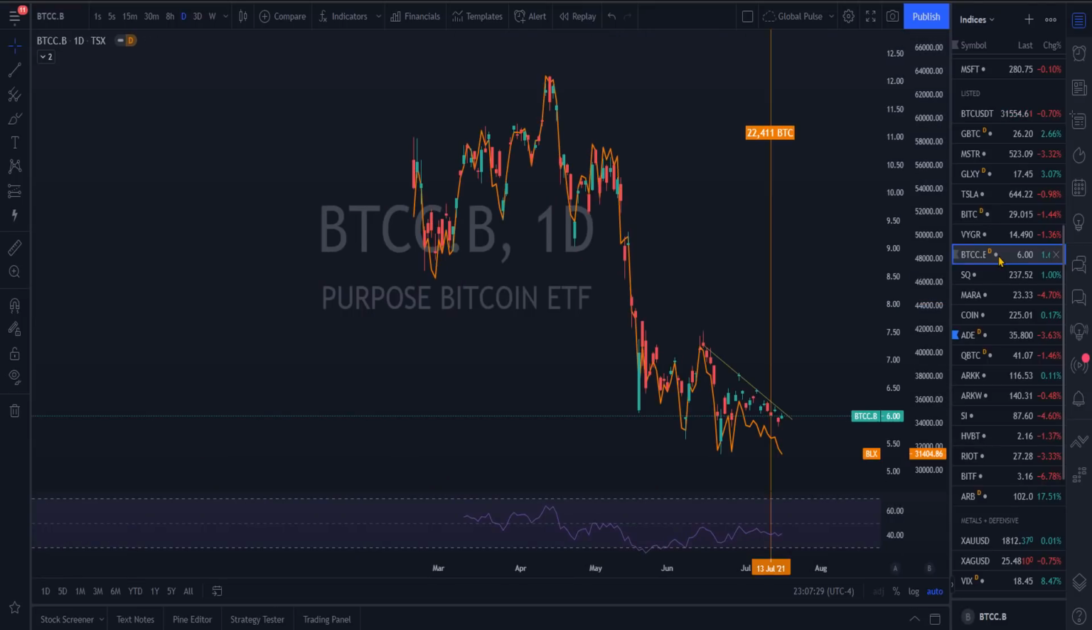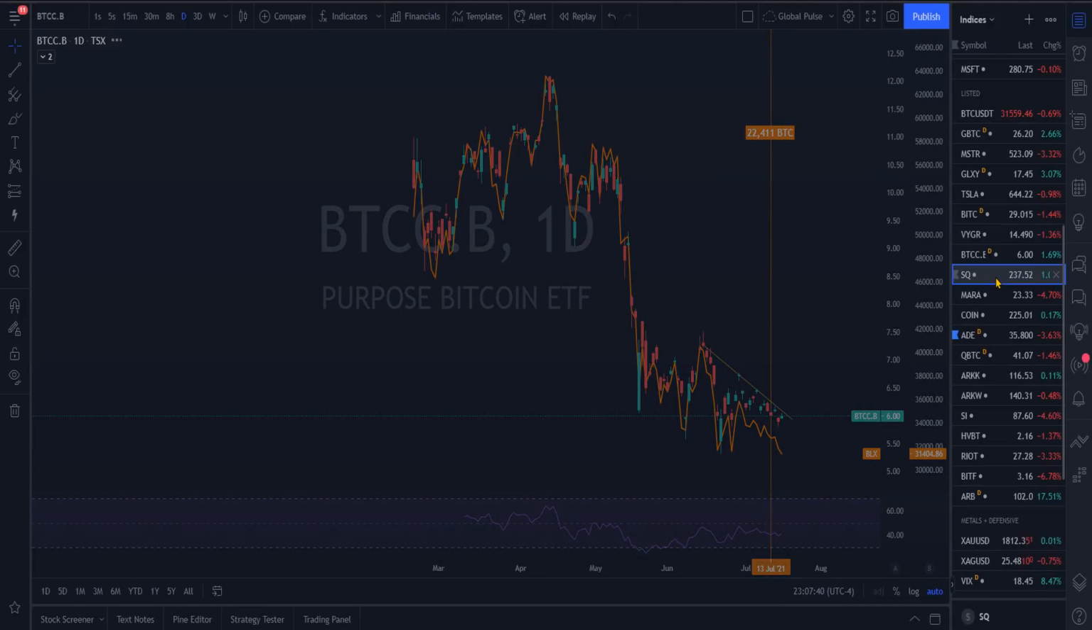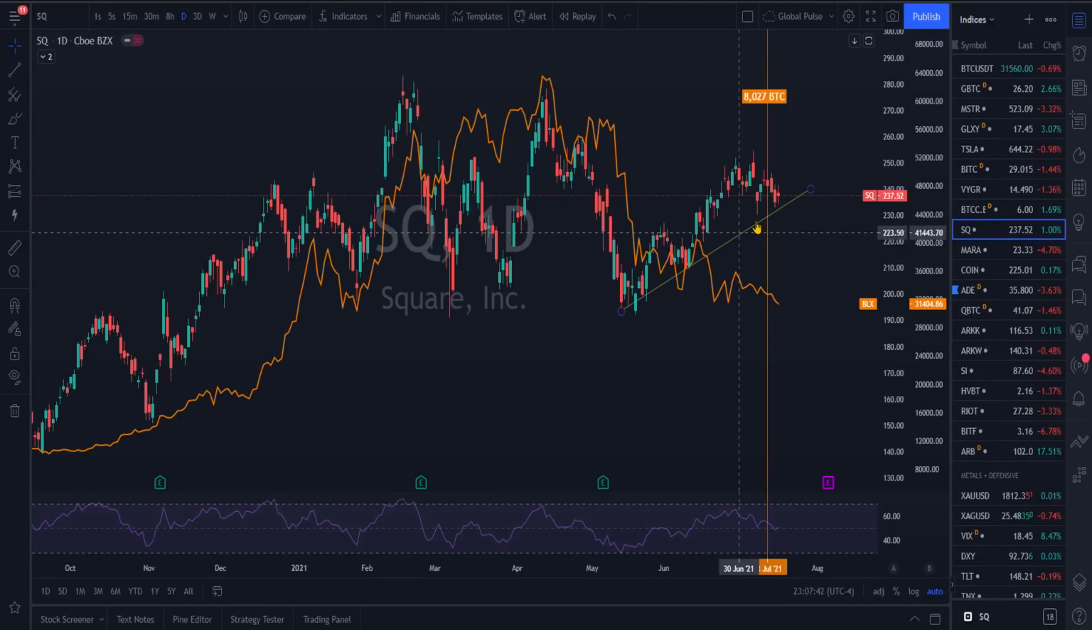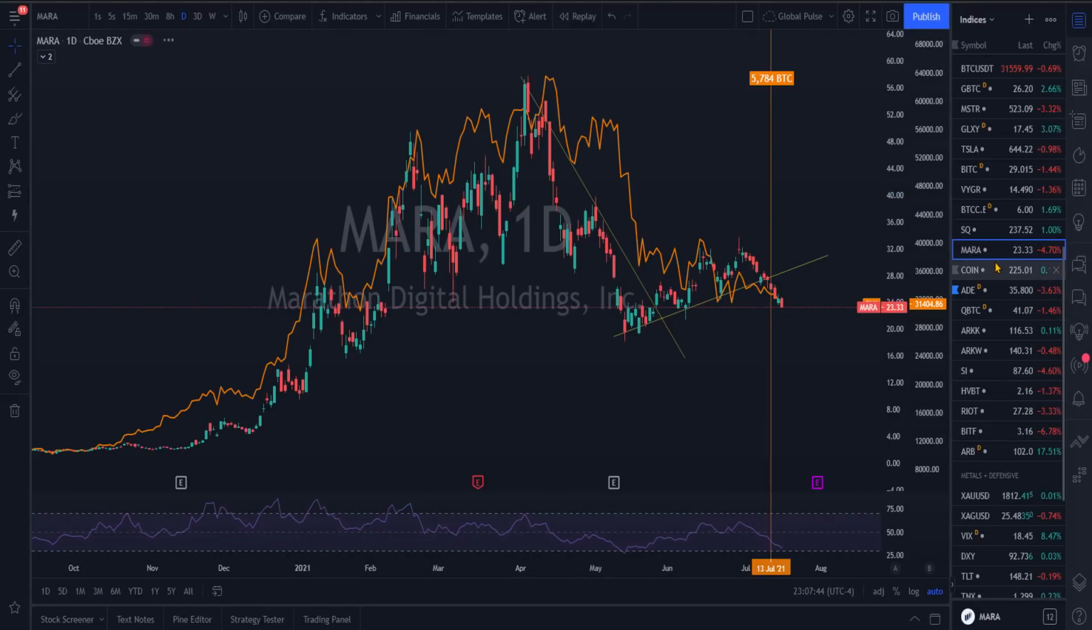We just present the facts as they are. Purpose Bitcoin ETF, just like Grayscale, just like the others, it's hugging that resistance. It's not showing weakness, it's showing accumulation. Square, coming back to support. Marathon Digital, just a bit weak, but these things don't mean it's breaking down because we know what's driving things.